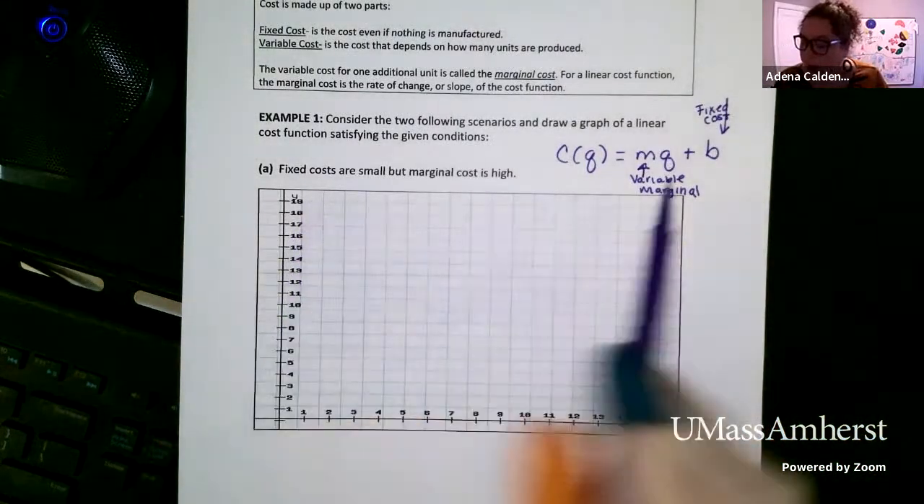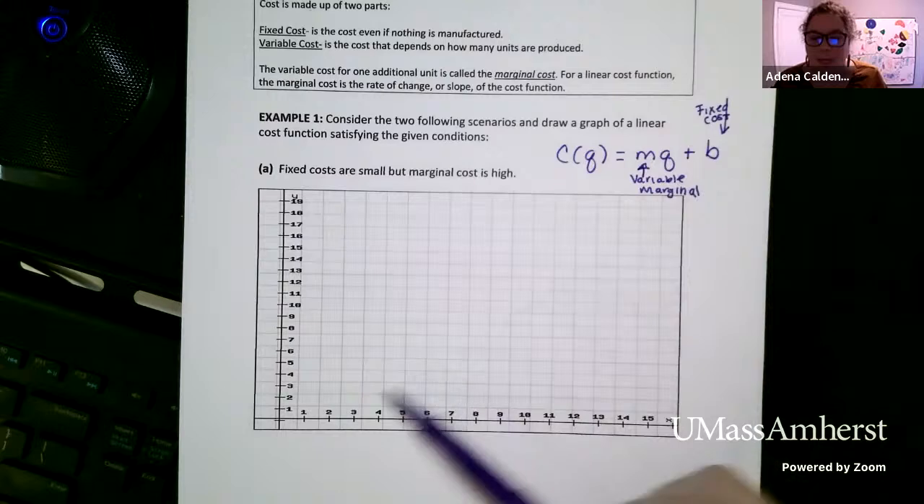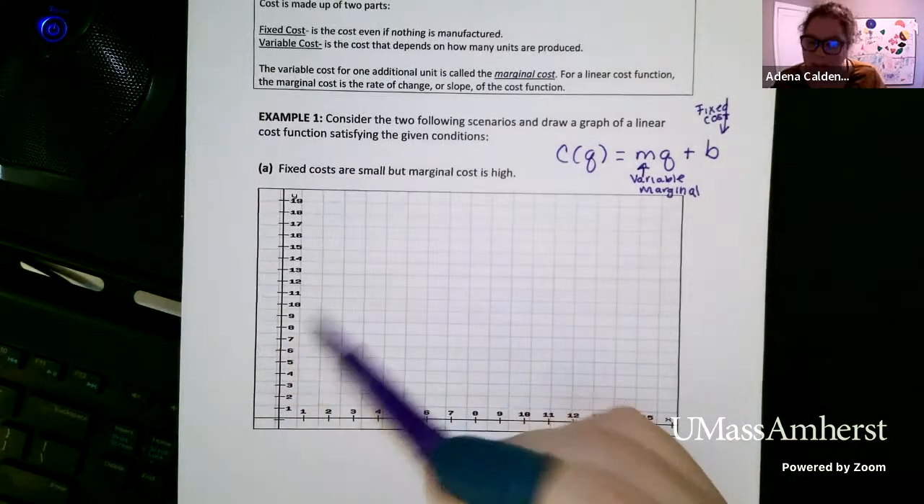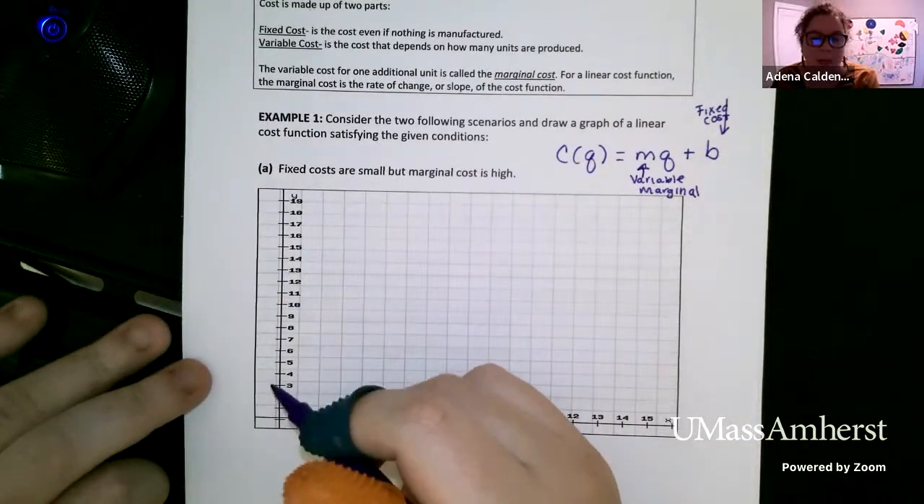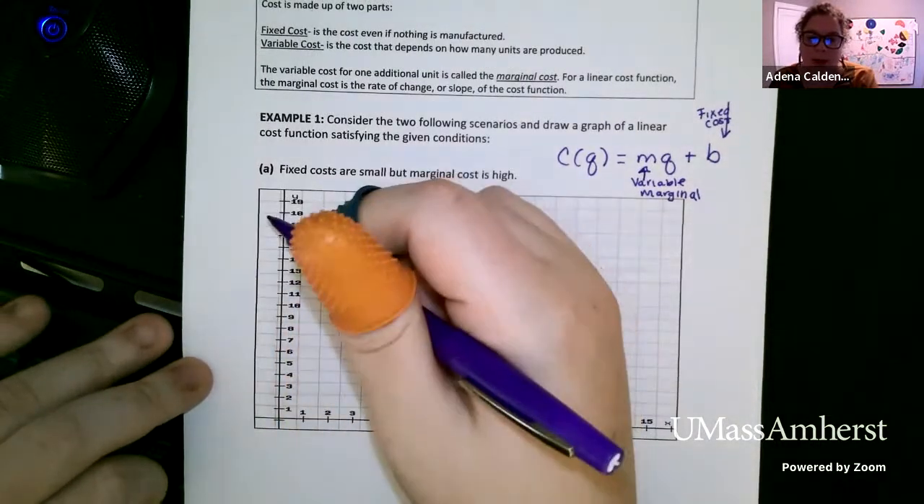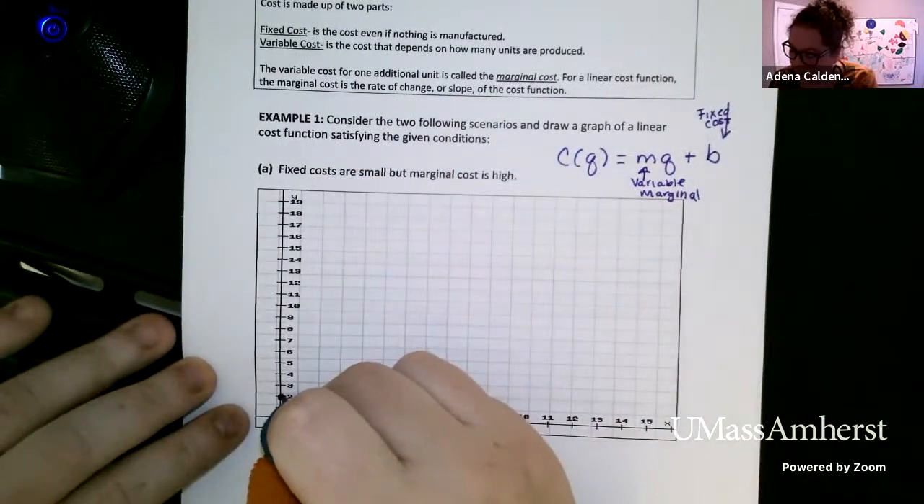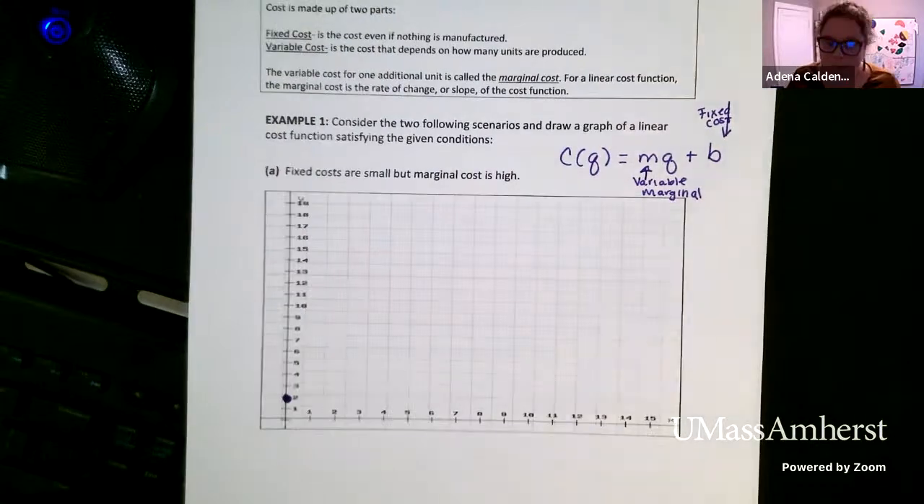So if fixed costs are small, that means your B is small. That means that the place where we cross through the axis should be somewhere down here, right, on the smaller side. This would be a high fixed cost. This will be a low fixed cost. So we pick some point down near the bottom.